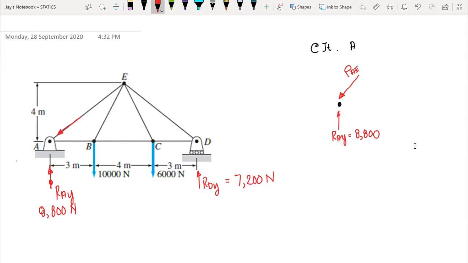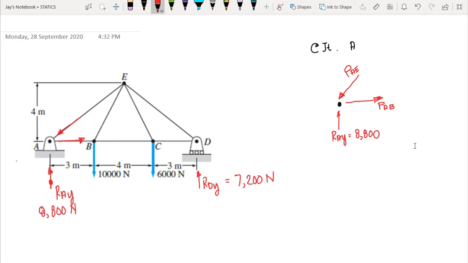Now, for AB, I'm going to assume this one as tension. So therefore, it is acting away from the joint. So we have tension for PAB. Again, take note, these are all assumptions. You can be sure of your directions once you get the correct answer. If you have a positive answer, that means you have a correct assumption. Otherwise, you have a wrong assumption.